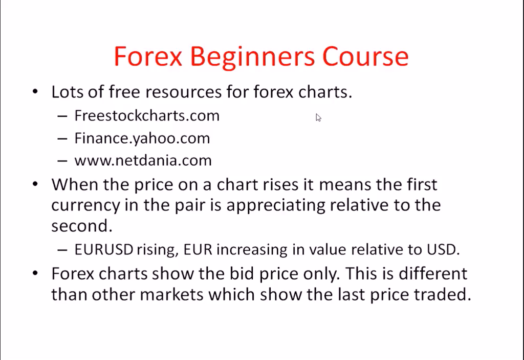Forex charts only show the bid price. This is different than other markets, which show the last price traded. If you look at a stock chart or a commodity chart, typically the price they show on the chart is the last trade that went through. Whereas in Forex, it's a bit different. We have lots of different brokers all over the world, so they'll simply show the current bid price that they are offering. And there's always 2 prices, a bid price and an ask price, which is what people are willing to buy and sell that currency at. So the bid price is what people are currently willing to buy it at.